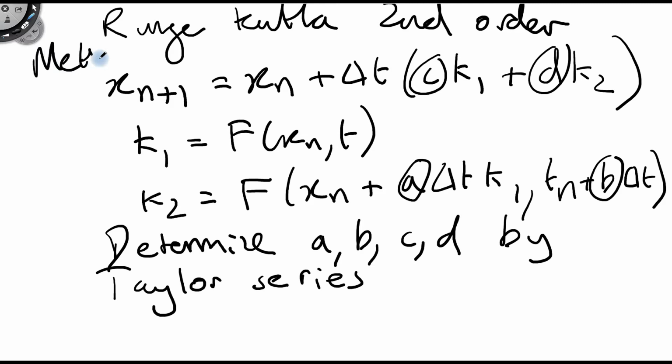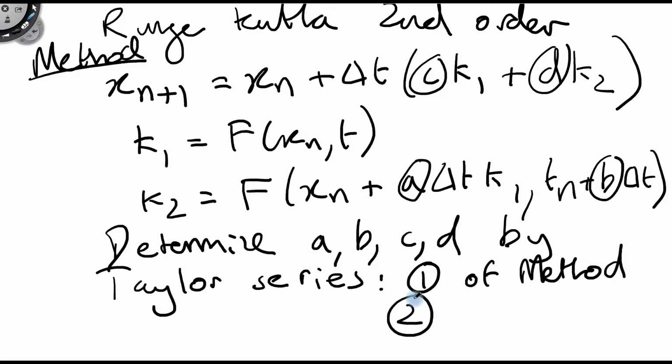If I call this the method, the numerical method, we're going to do two Taylor series. The first one is going to be of the method, and the second one is going to be of the true solution. Then we can compare the two Taylor series, and this will give a constraint on little a, little b, little c, and little d. I describe this as a fairly long-winded way of deriving Runge-Kutta second order, but it's the one that gives us flexibility of designing more than one method.